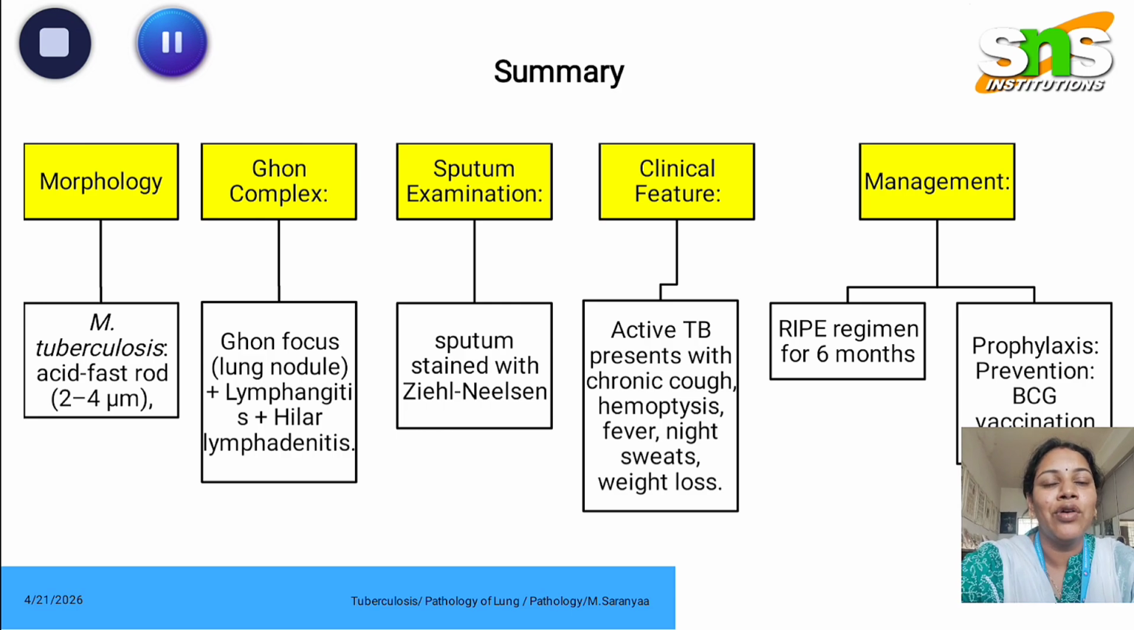For a child below 5 years, it is recommended to have BCG vaccination.